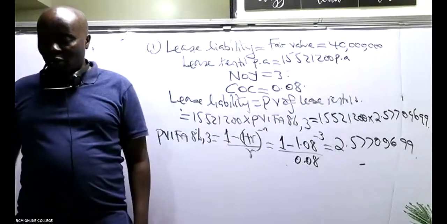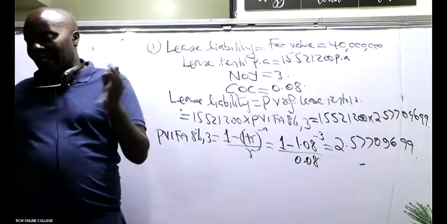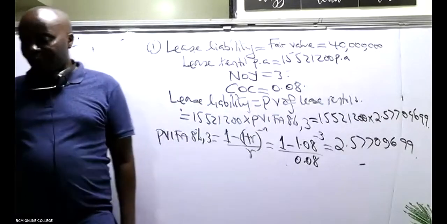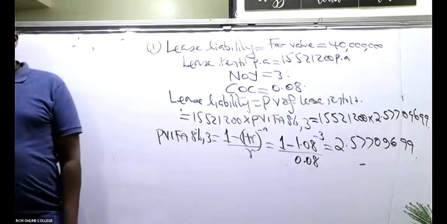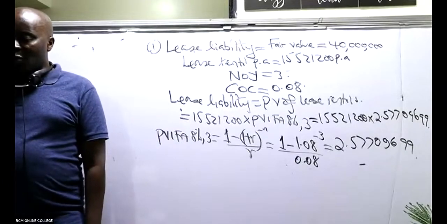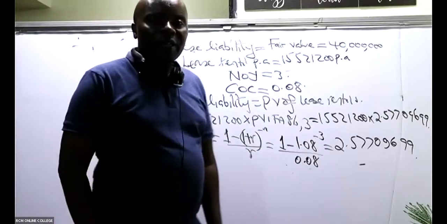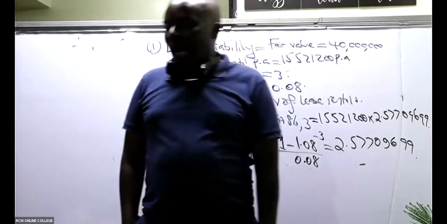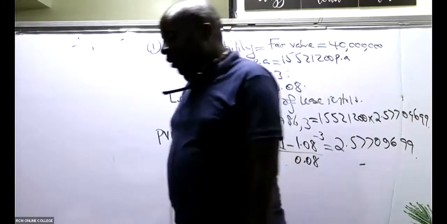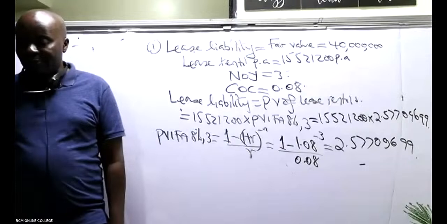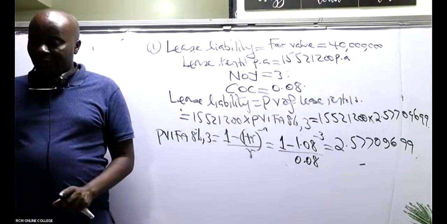Is there somebody who is able to confirm? It may be 39, blah, blah. It's going to be very close to that 40 million, which confirms that whenever the fair value of an asset is given, then that automatically will be the lease liability.